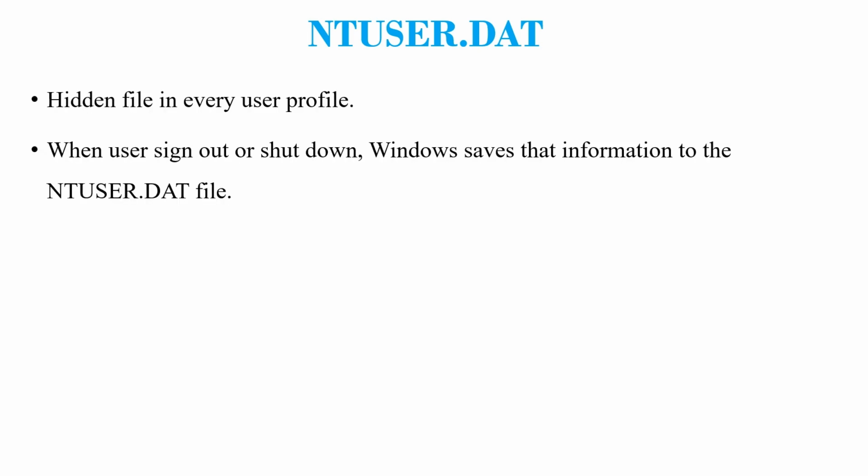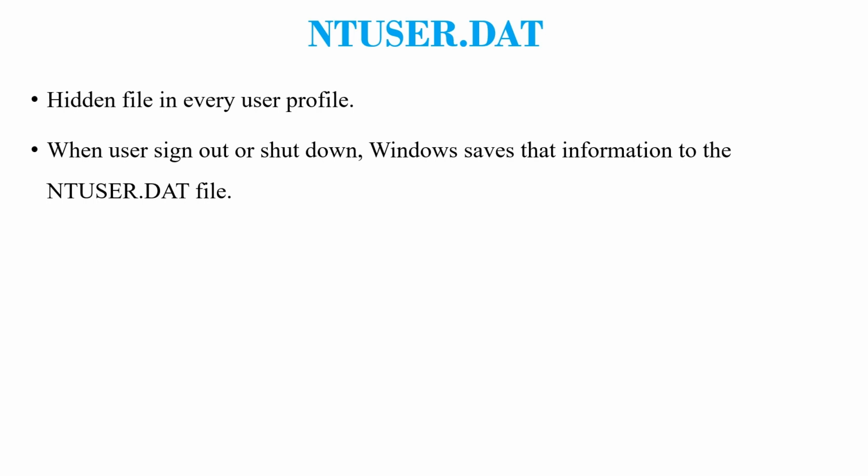The next artifact is NTUSER.DAT. It is a hidden file in every user profile, and it contains the settings and preferences for each user. This is done by storing the information in the registry, in the current user hive. When a user signs in or shuts down, Windows saves that information to this file.